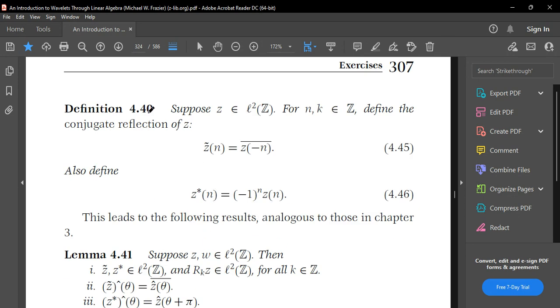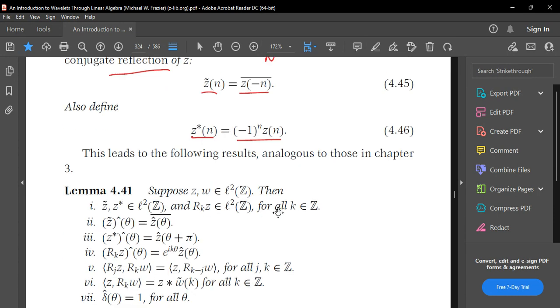Here we have definition 4.40. Suppose z belongs to L2 of Z. The conjugate reflection we defined for L2 of Z n; we will now define for L2 of Z. z tilde of n is equal to z of minus n conjugate, analogous to the result there. Then you can easily see that since z belongs to L2 of Z, z tilde also belongs to L2 of Z.